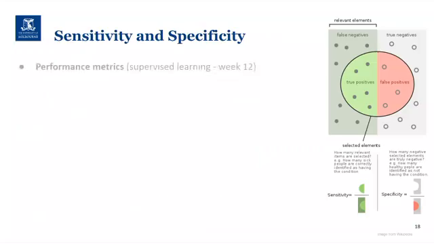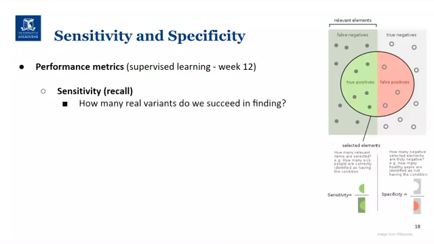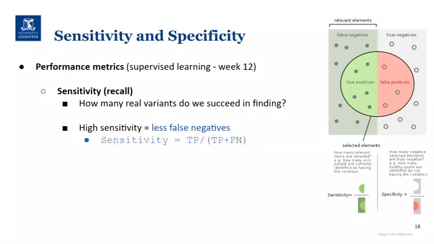Sensitivity and specificity are performance metrics. You don't need to worry too much about this for now, because we're going to cover it in supervised learning, on metrics to evaluate how good a new classifier is, and we'll cover that in week 12. A different name for sensitivity is recall. It's basically asking the question, how many real variants do we succeed in finding? We want to reduce as much as we can the false negatives. So sensitivity is the true positives divided by true positives plus false negatives.